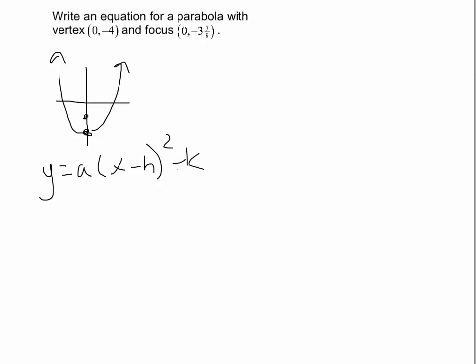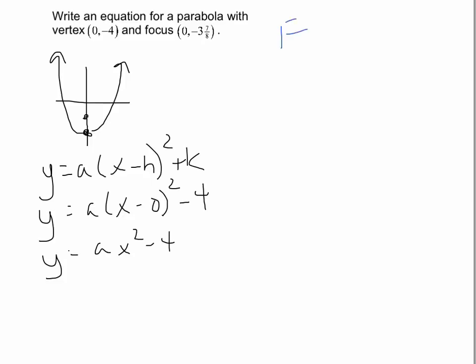Well, we know what the vertex is, so we can put that in. Y equals a times (x minus 0) squared minus 4. That's using the h and k. So we're at y equals a times x squared minus 4. But now we need to find that a value. That's where we're going to go back and use the expression for the focus.